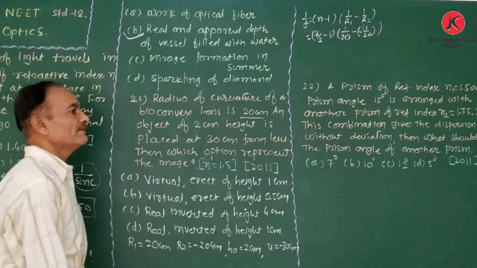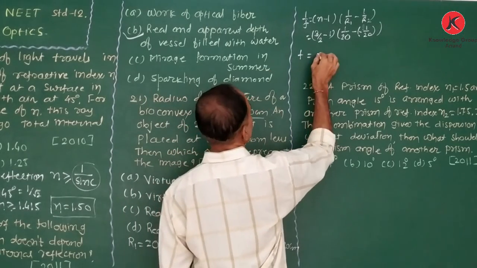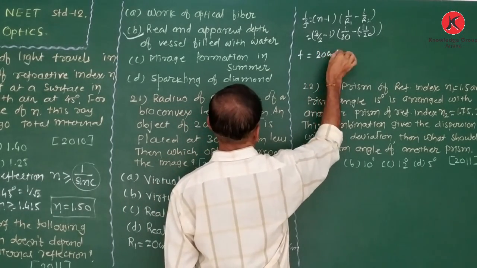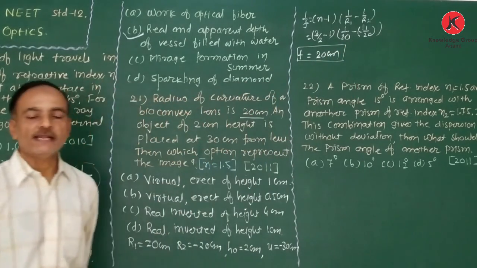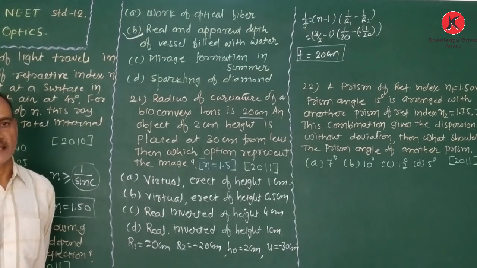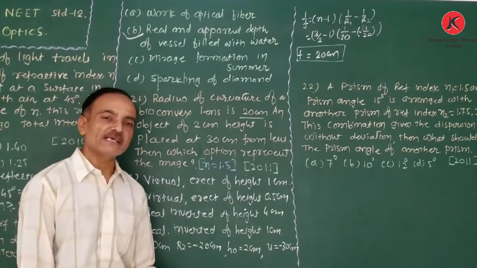And as we simplify, we obtain the focal length is 20 centimeter. Simplify yourself to find out the focal length of a biconvex lens. Okay. Now we require which type of the image is formed.